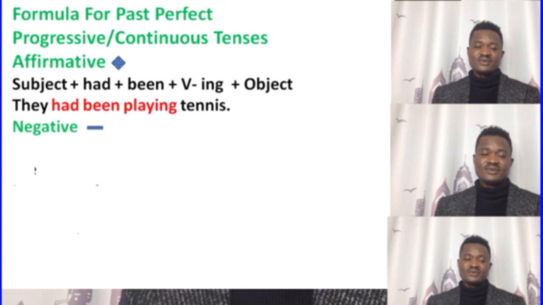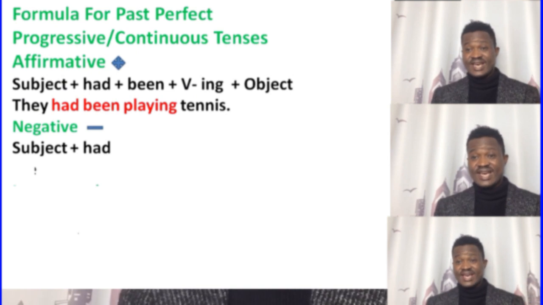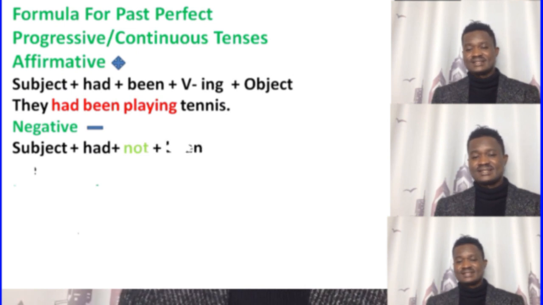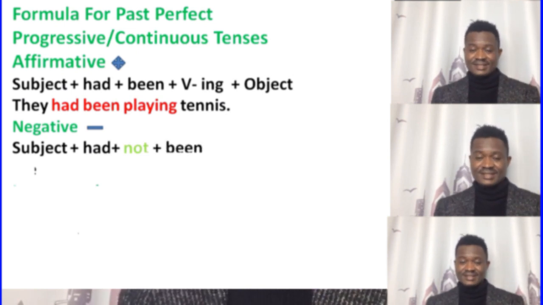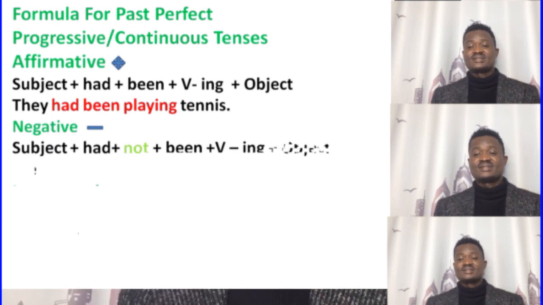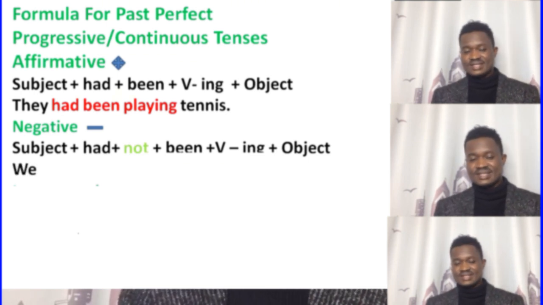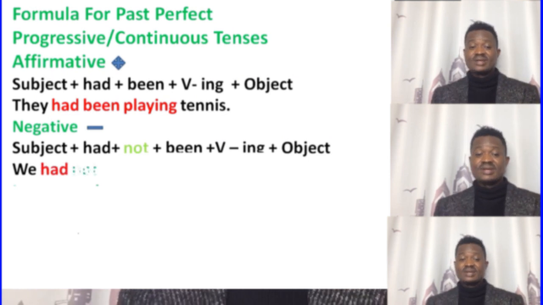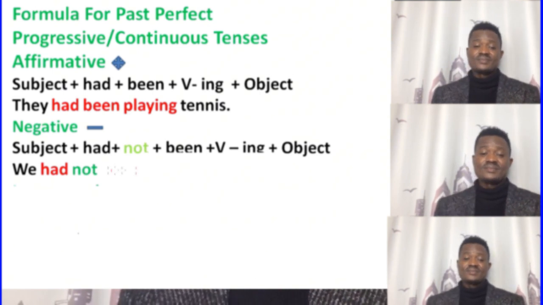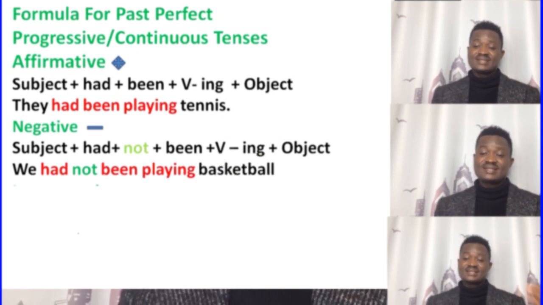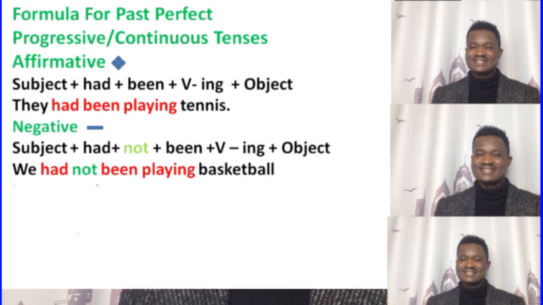When we are talking about the negative form, subject plus had plus not, and not is the one that indicates negative, you know. All right, guys. Plus been, state of being, verb-ing, object. So this is the formula for the negative form. In this example, we is a subject, had is an auxiliary verb, not indicates the negative, been, playing is the verb-ing, basketball is the object. So this is the simple formula for the past perfect progressive, the negative form.